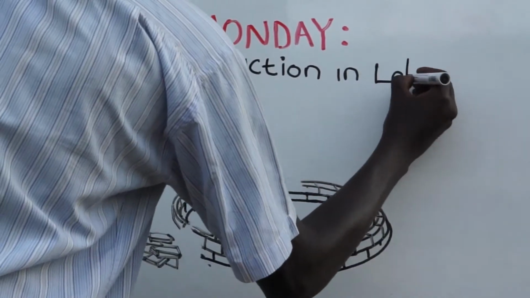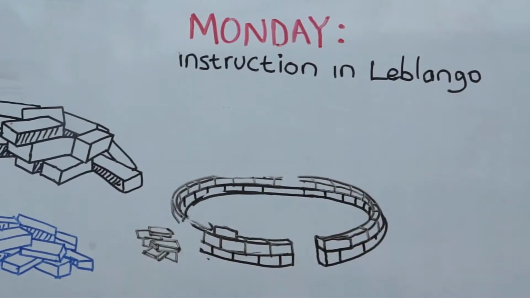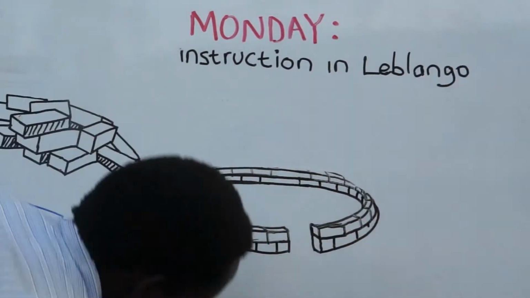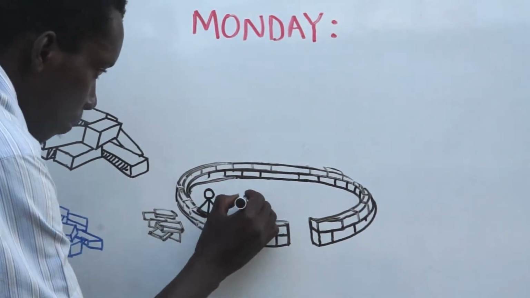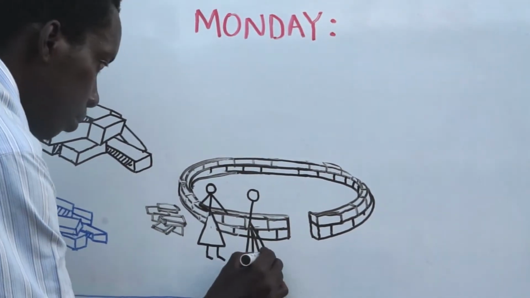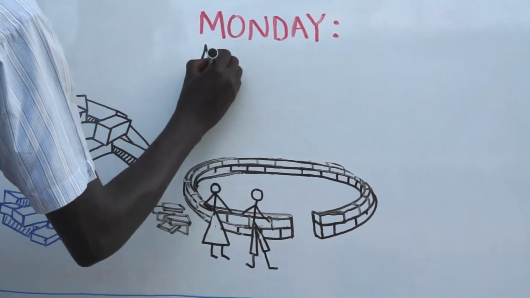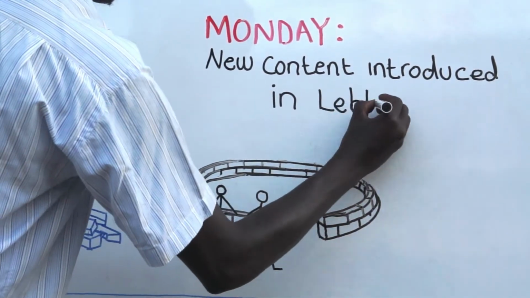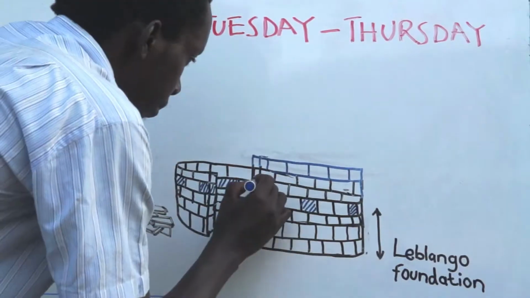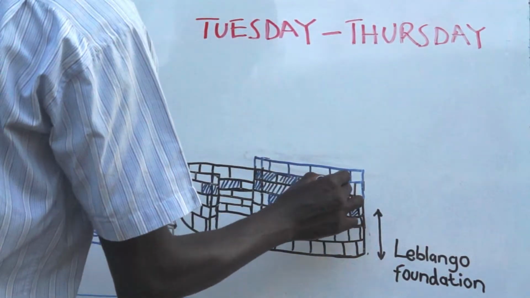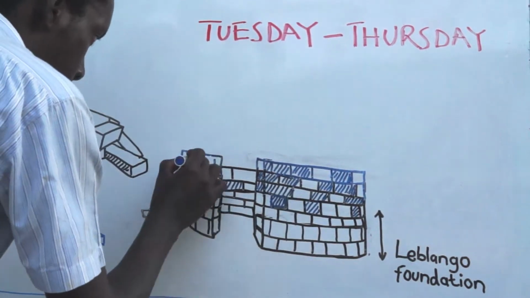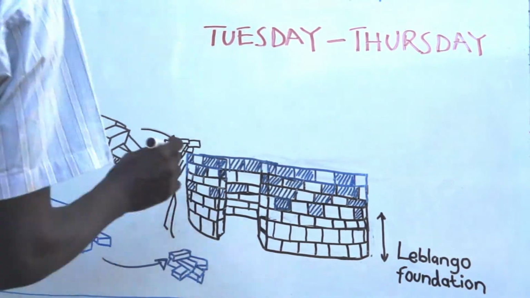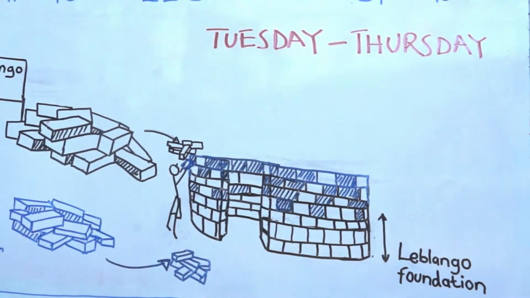On Monday, when you introduce new content, your pupils will first learn it in Lango. Discussing the content in mother tongue on the first day allows them to easily talk about what they already know about a topic. New content is introduced in the language they know, and then that knowledge is transferred to English.